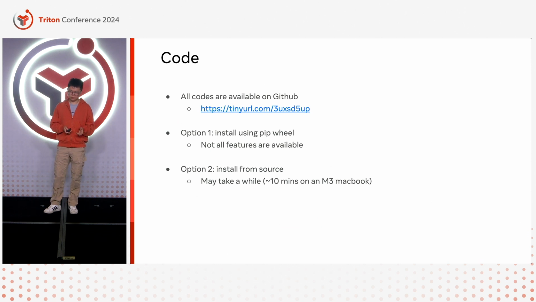There are two options to install Triton if you want to experiment with it locally. You can install it using pip wheel. It's convenient. However, not all features are available. Instead, you can also install Triton from source. Try to build everything from scratch, but it may take a while. For example, it took about 10 minutes on my M3 MacBook. Besides, if you don't have a good network connection, it could take even longer because we need to download a build of LLVM.